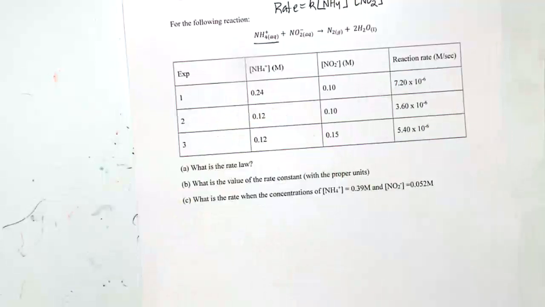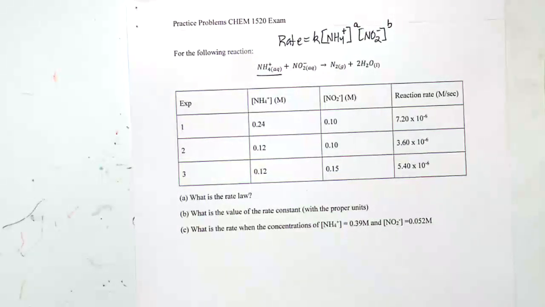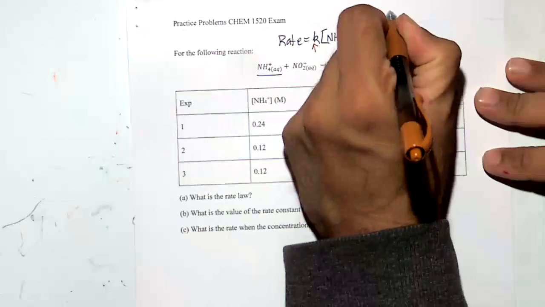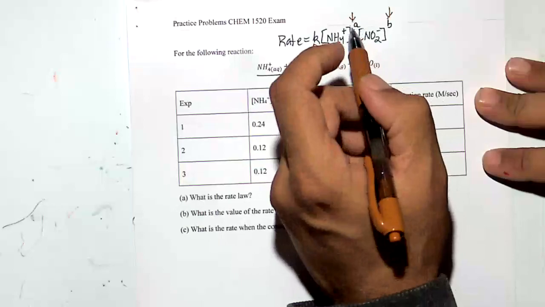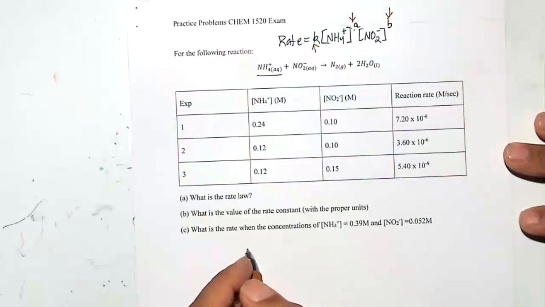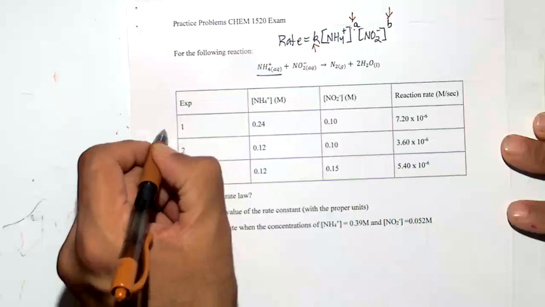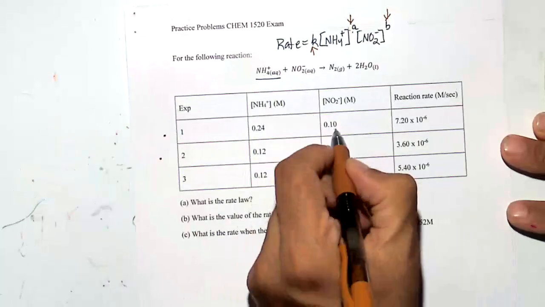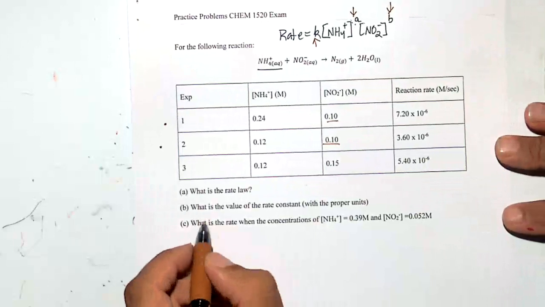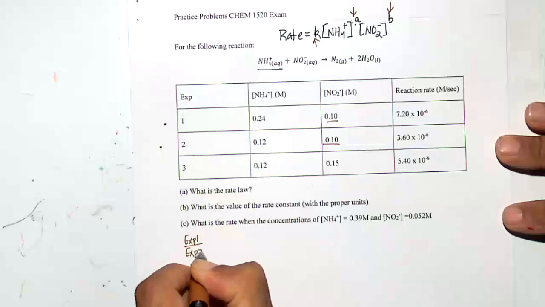Okay, so they have this nice little data table here for us to solve this. We want to get k, and we want to get exponent a and exponent b, whether it's 0, first, or second order. So the first thing we would do is compare. What do you guys want to compare? To me, I'm going to compare 1 and 2, because I can see I can cancel out the 0.10 concentrations here. So we're going to compare experiment 1 to experiment 2.